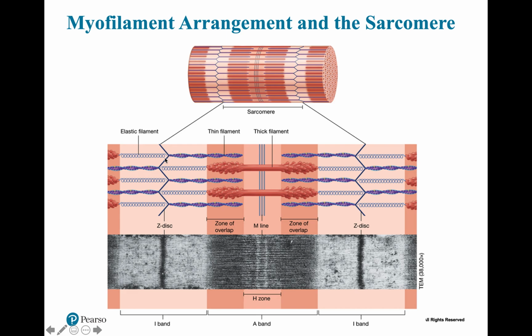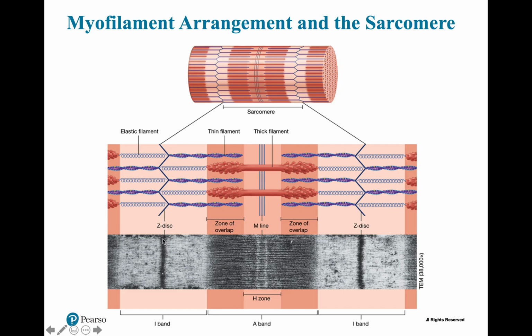So from Z disc, you can also call it a Z line, either or. From Z line to Z line is one sarcomere. And then this Z line to the next Z line would be another sarcomere. And then from that Z line to the next Z line is another sarcomere. So those are the repeating units. From Z line or Z disc to Z disc is one sarcomere.